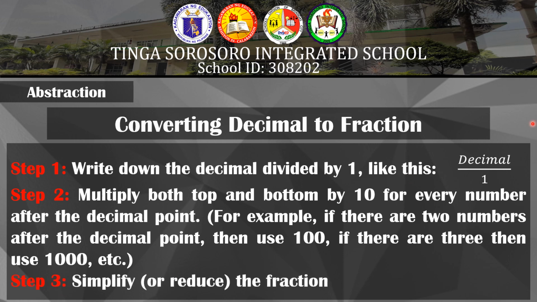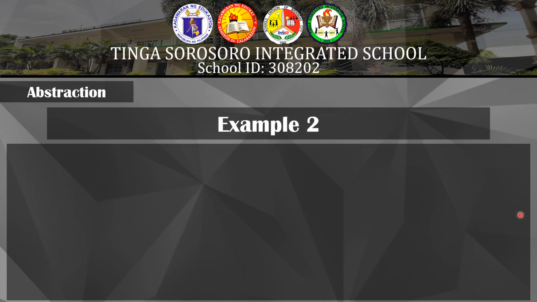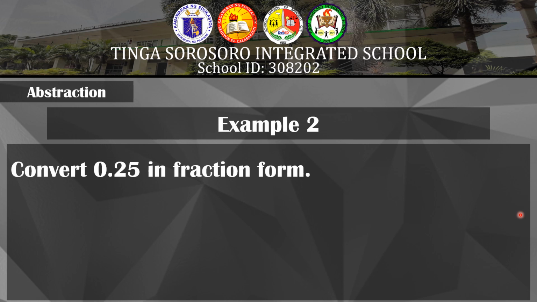Next step, we have simplify or reduce the fraction or ito yung paglo-lowest term natin. Okay, let's try it. Example number 2, we have convert 0.25 in fraction form. So, dito naman, ito yung step gagawin natin. So, step 1, ilalagay daw natin ang decimal, tapos, over daw natin ito ng 1. So, ito yung decimal natin or yung given, and then, over 1.